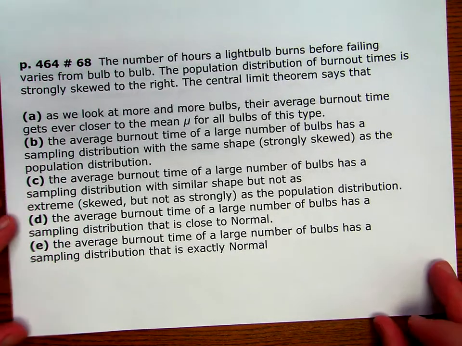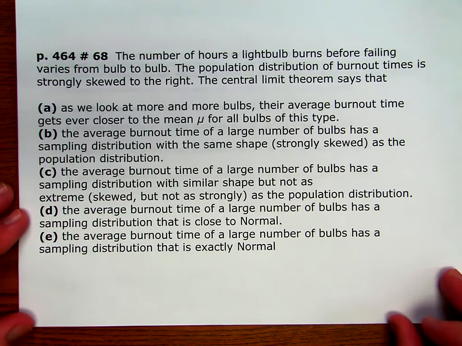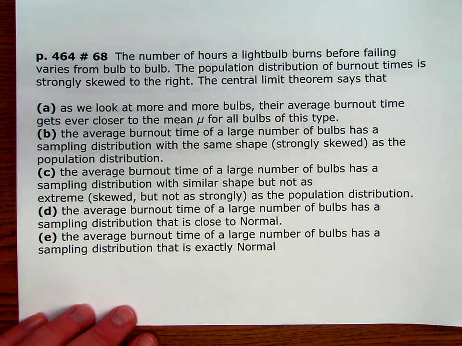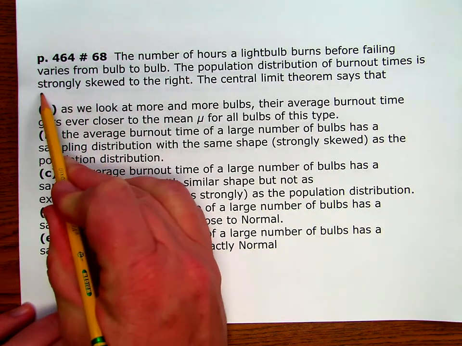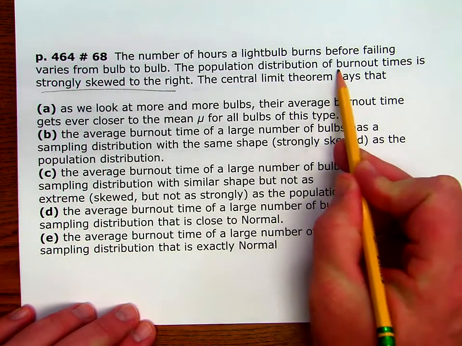All right, this is a multiple choice from your textbook. The number of hours a light bulb burns before failing varies from bulb to bulb. The population distribution of burnout times is strongly skewed to the right. Okay, so that's probably going to be pretty important.